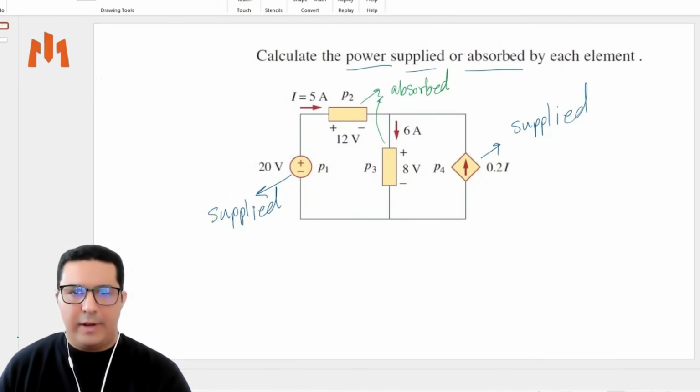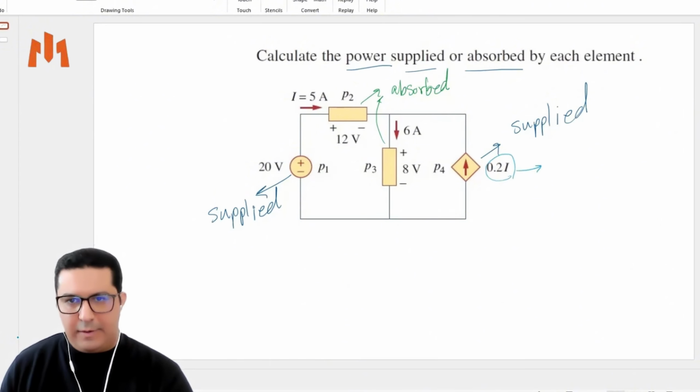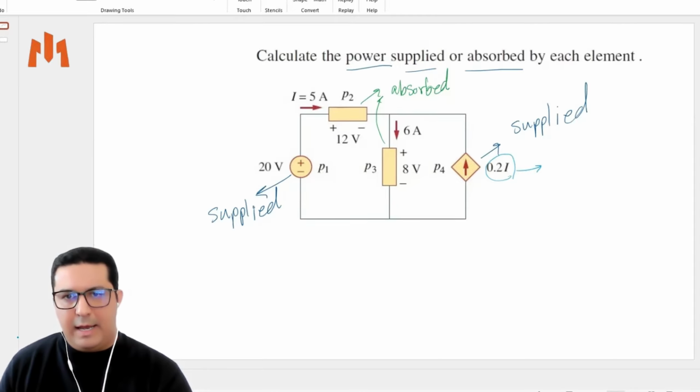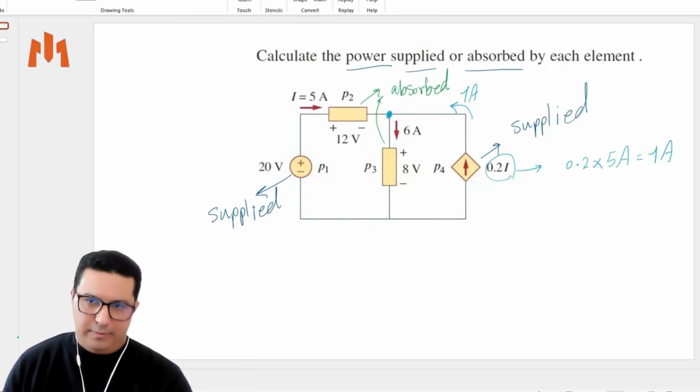It's easy. Look at that. We have I equals 5 ampere. Here is 6 ampere, and here is 0.2 ampere. We have two ways to understand. Here we have 6 ampere, and it is very clear it must be 1 ampere, because 1 ampere and 5 ampere equals 6 ampere in this node. And if you want to understand the current of this element, I is 5 ampere, so it is 1 ampere too.